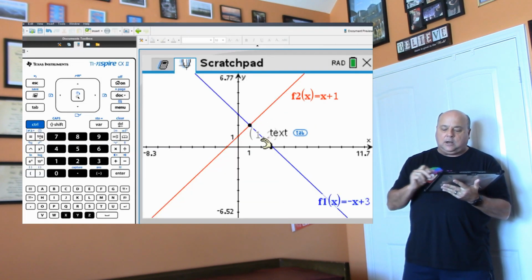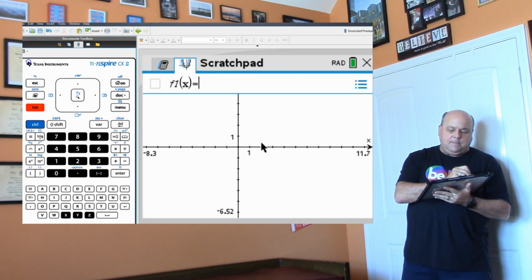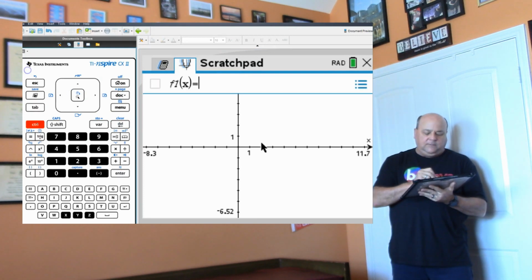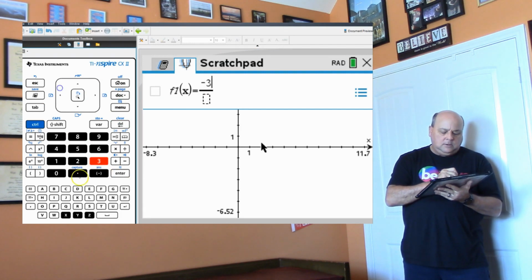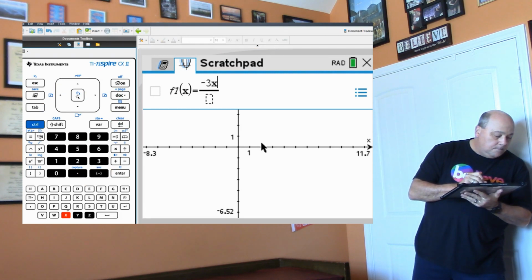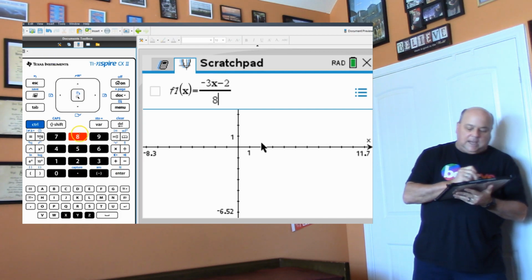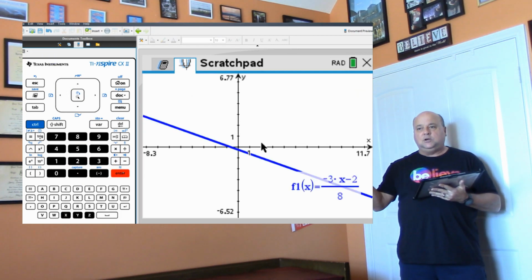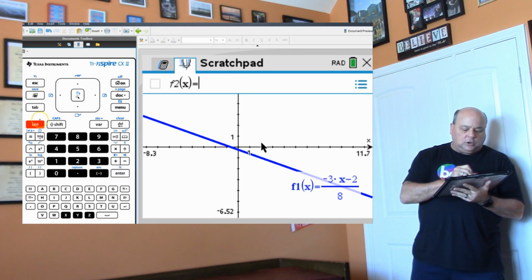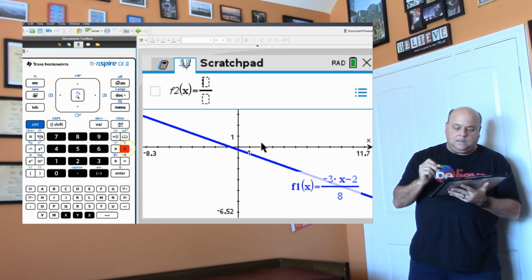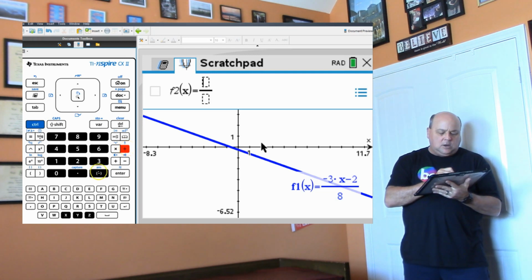So let's go to my calculator. Hit delete, delete, delete. Hit tab. And I'm going to hit control divide. Now then it's negative 3x, and then minus 2. Hit the down button. And the y was 8. Hit enter. That's my first line. Hit tab. And then let's graph the next one. Control divide. And then we're going to get, let's see, negative 2x plus 8 on top.